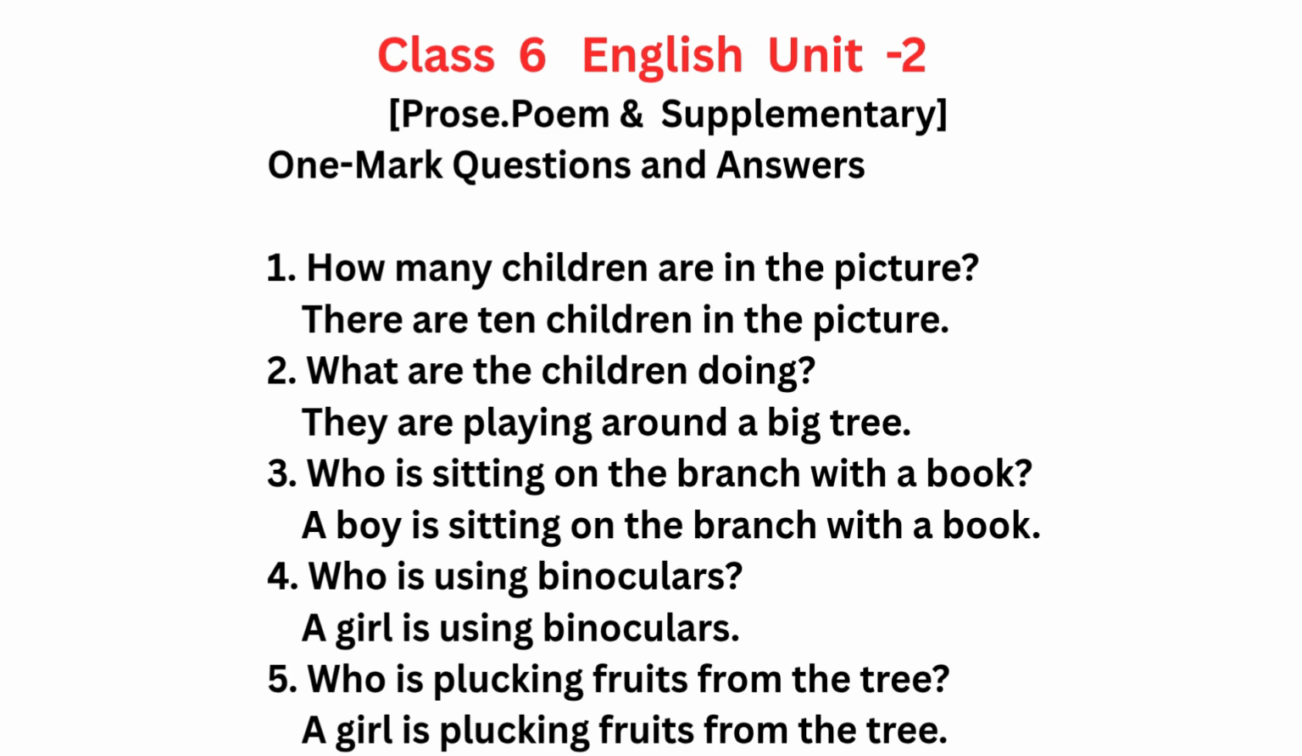How many children are in the picture? There are 10 children in the picture. What are the children doing? They are playing around a big tree. Who is sitting on the branch with a book? A boy is sitting on the branch with a book. Who is using binoculars? A girl is using binoculars.